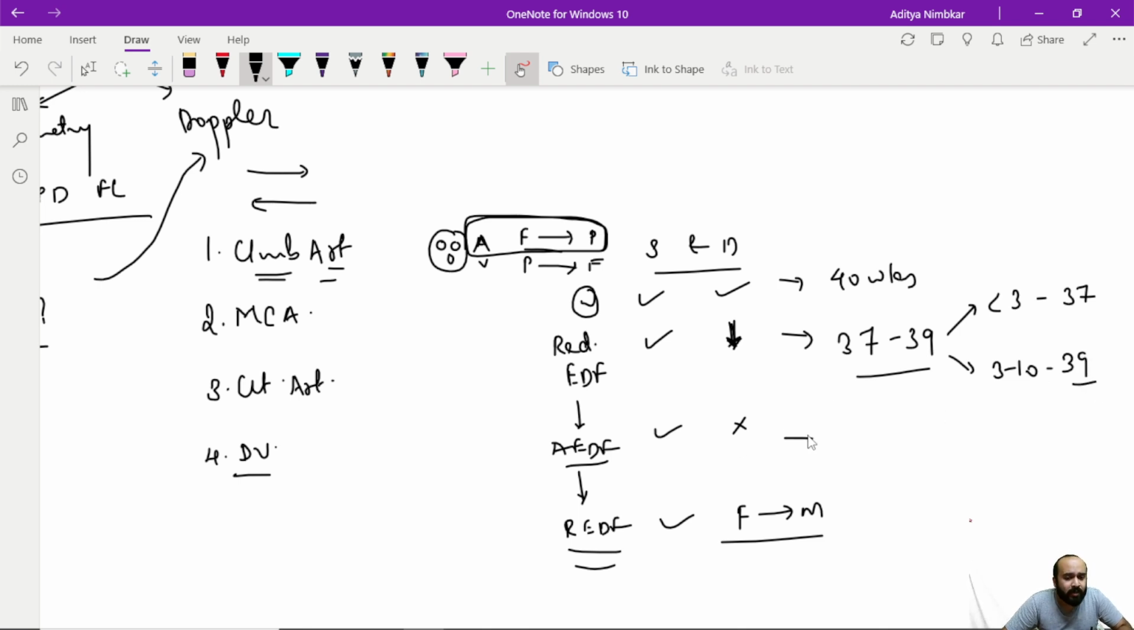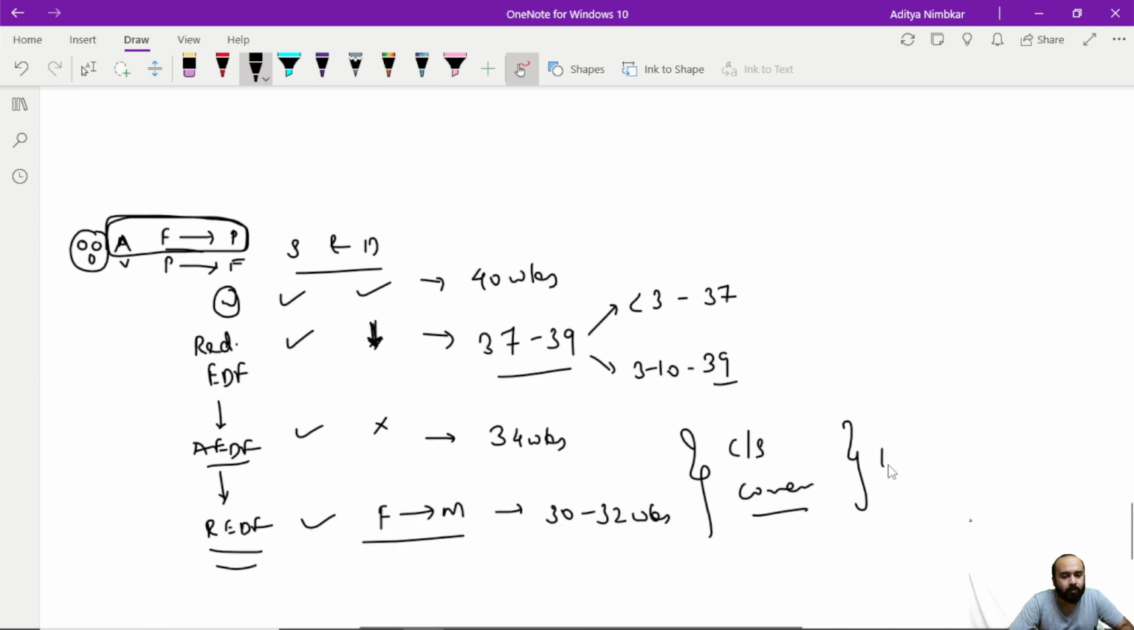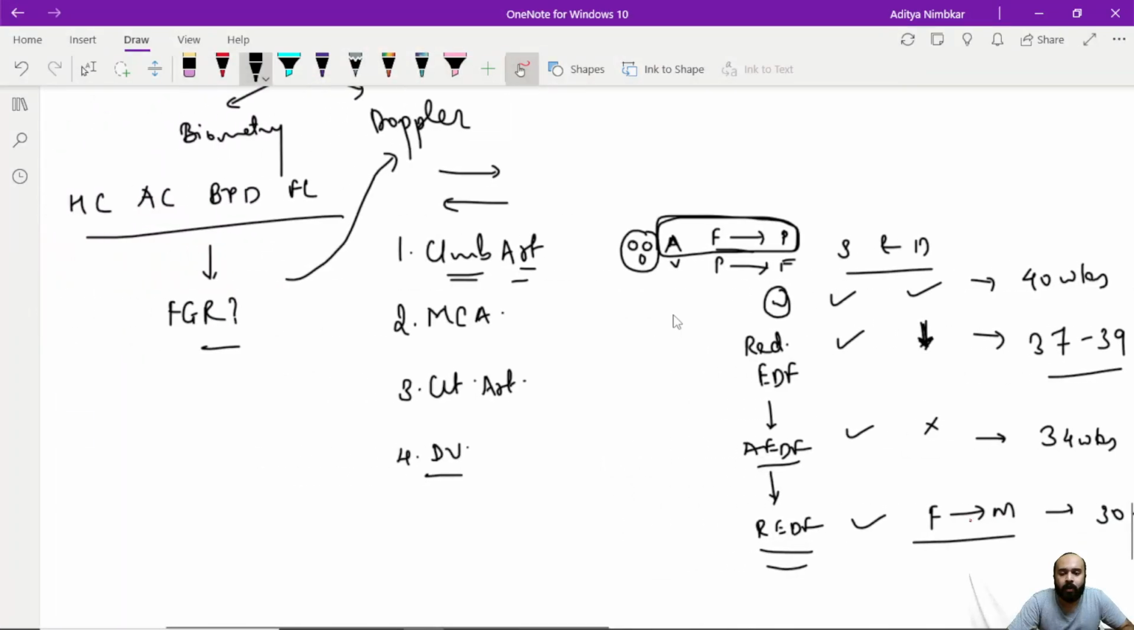If there is absent end diastolic flow, then I'll be terminating it at 34 weeks of gestation, and if there is reversal, then I terminate it at 32 weeks of gestation. Obviously, these two need steroid cover before termination, and the termination for both of these is going to be by lower segment cesarean section, whereas the others can be delivered by vaginal route. Fine. So this is about the umbilical artery.